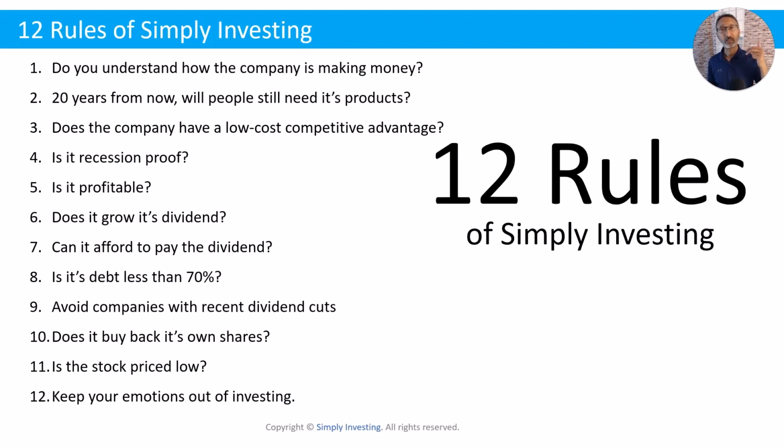So if a company passes all 3 parts in Rule 11, then it passes Rule 11. If there's even one failure, it fails Rule number 11. And remember what I said: before you invest in any company, make sure it passes all of the 12 rules. Okay, rule number 12, keep your emotions out of investing.